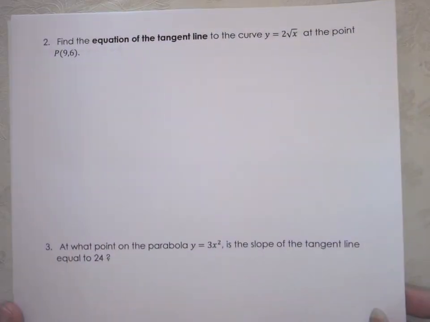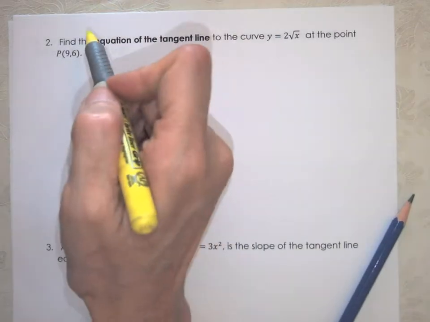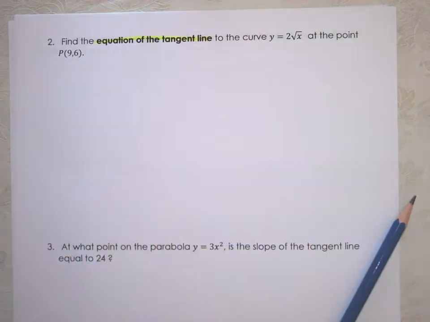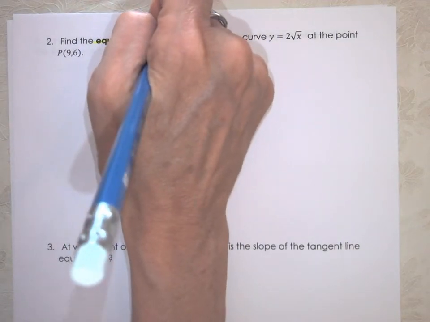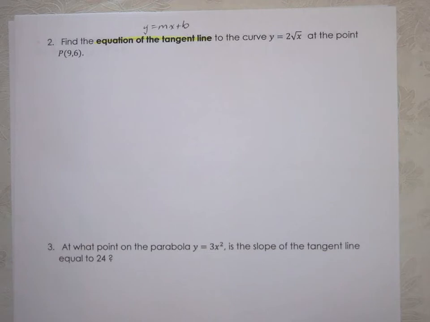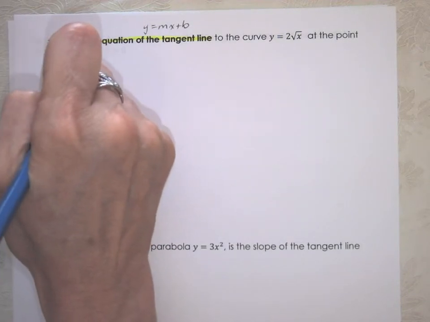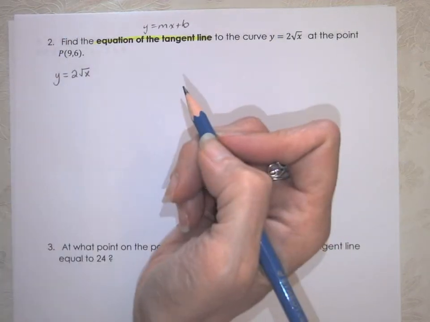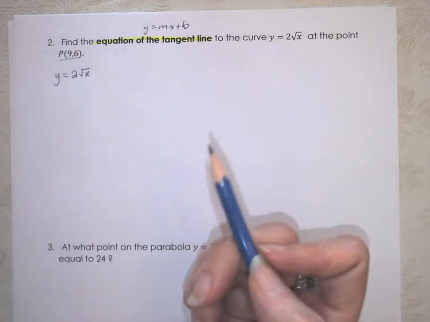Next question, find the equation of the tangent line. Our answer is going to be in the form y equals mx plus b because we want the equation of the tangent line to the curve y equals 2 root x at the point 9, 6. Okay, so here's our function, y equals 2 root x, and we want to find the equation of the tangent line at this specific point on the curve.